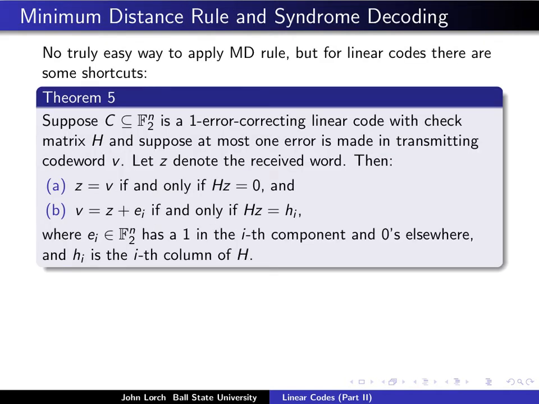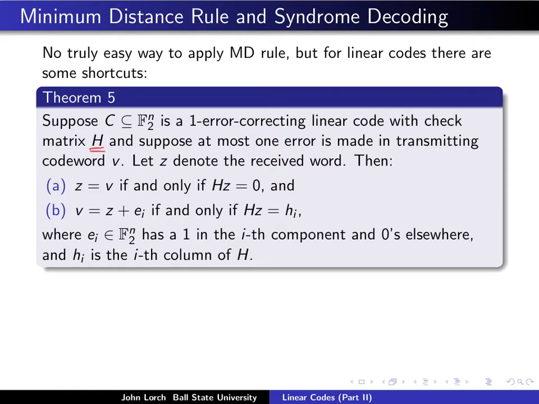We've now learned a little bit about how to produce linear error correcting codes, but there's still the problem of what to do with strings that we receive in transmission. In particular, if we receive a string, we want to apply a decision rule, like the minimum distance rule, to assign that received string to a code word. This is still a hard problem, even with linear codes, but there are some shortcuts for linear codes. In particular, we have this Theorem 5, which applies to one-error correcting codes. Let's suppose we've got a one-error correcting linear code with a check matrix H.